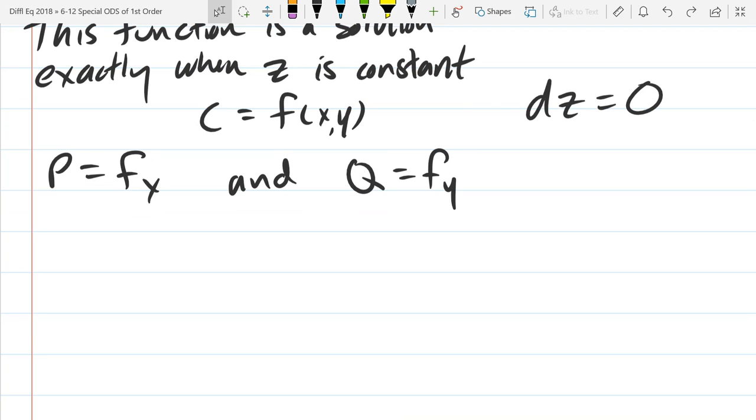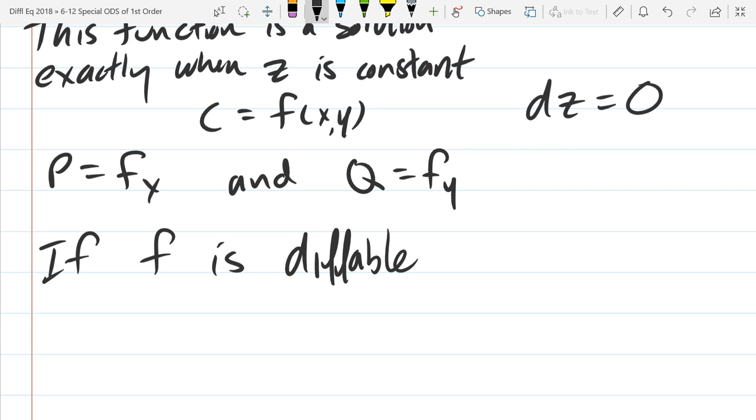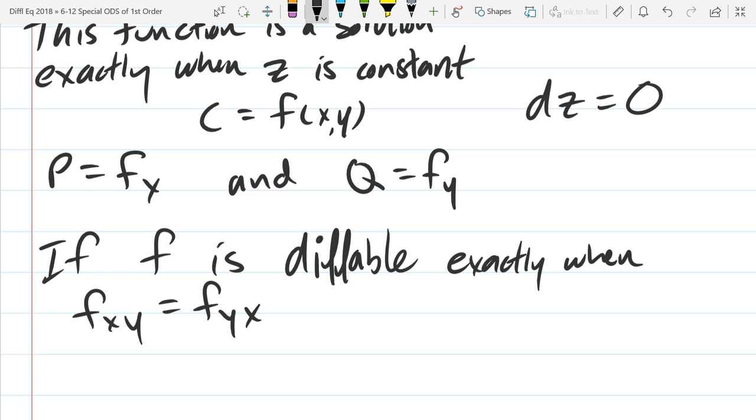If this function f is differentiable, then the mixed partials would be equal. So if f is diffable, this is the multivariable differentiable definition, where it's not just that you can take an x derivative and a y derivative, but the derivatives are continuous. And another equivalent condition is the mixed partials are equal. So f is diffable exactly when fxy equals fyx. So your xy derivative would be the same as the other order.